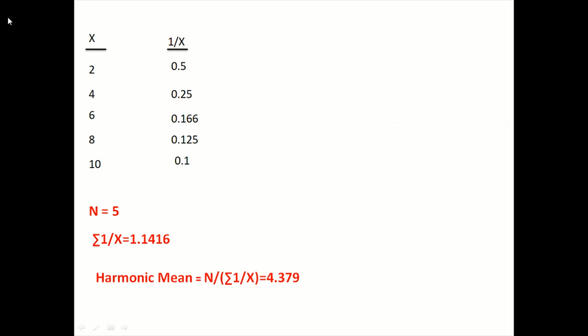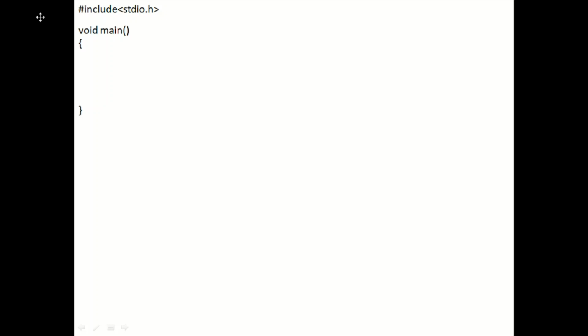To implement this in a program, first I need to specify the header file. So hash include stdio.h, standard input output header. If required, I can use other header files also like conio.h, math.h, so on. So void main, this is the main function. So whenever the C program is executed, the main function is first executed, is first run. So you can see here void main is big one.